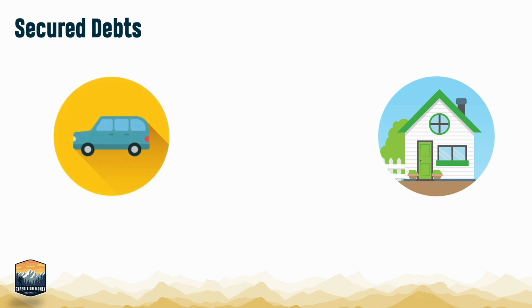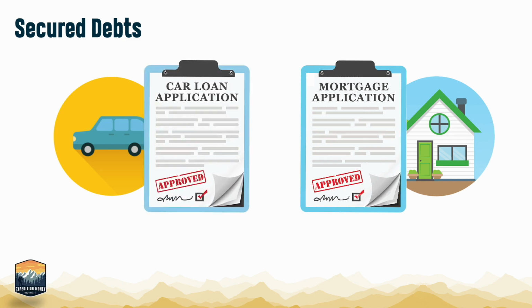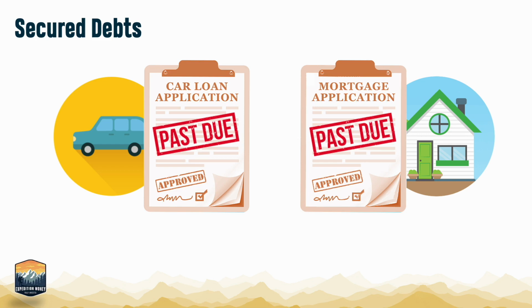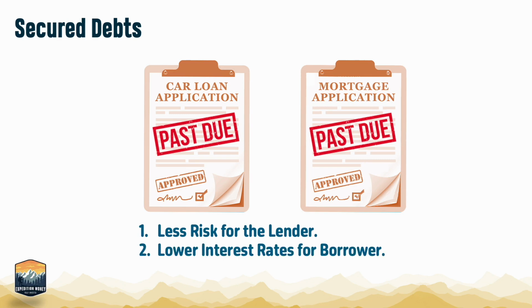Auto loans are the other popular secured debt. When you get a mortgage, it's backed up by your home. When you get a car loan, it's backed up by your vehicle. That means if you get behind on these types of loans, the lender can take ownership of your property. These types of loans are less risky for the lender because it's easier to recover amounts owed than unsecured loans like credit cards. That lower risk also means that we get lower interest rates than we do on unsecured loans. So let's discuss these types of debts in more detail.